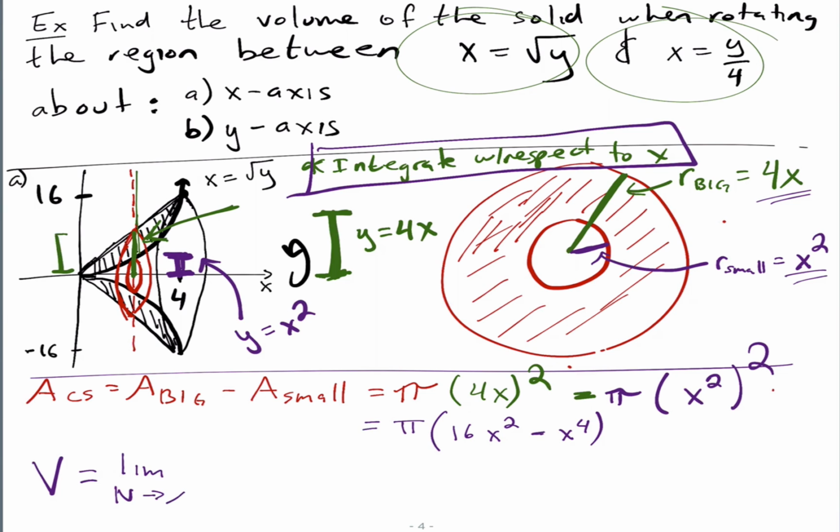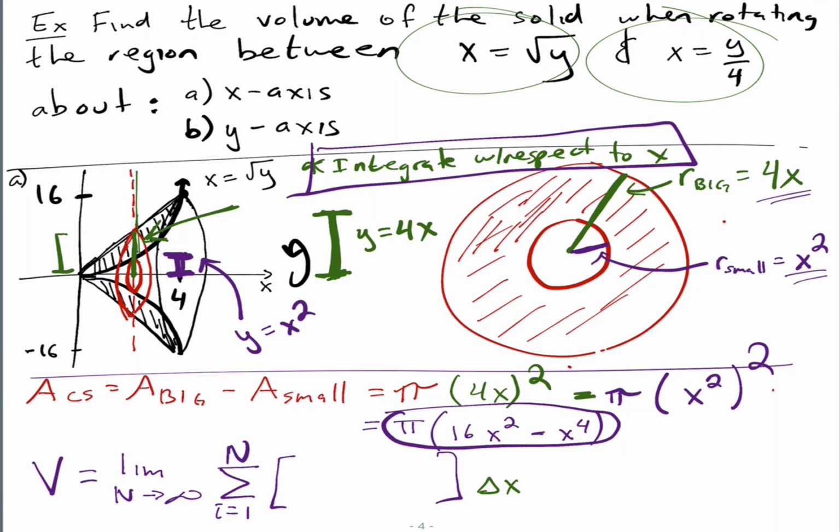The limit as n goes to infinity, right, of the sum from i equals 1 to n of, so what's going to go in here, inside of the sum? Yeah, the area of the cross section, basically, right? So this area of the cross section is going to go in that spot, right? Because how do I get the volume? I take that area and just multiply it by delta x, or delta y if it's flipped. But it's just pi times 16x squared minus x to the fourth.